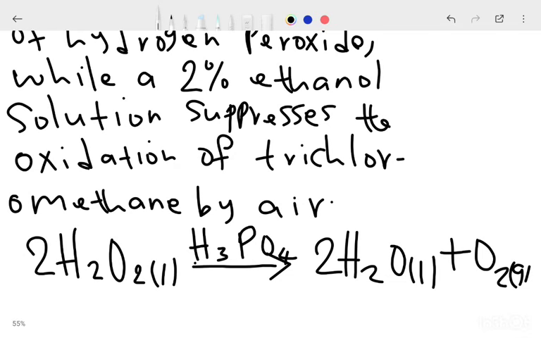Now that catalyst, you notice that it's a negative catalyst, isn't it? So the name is tetraoxophosphate(V), okay? Tetraoxophosphate(V). It's a negative catalyst. What is the name? Tetraoxophosphate(V) acid. It decreases the decomposition of what?